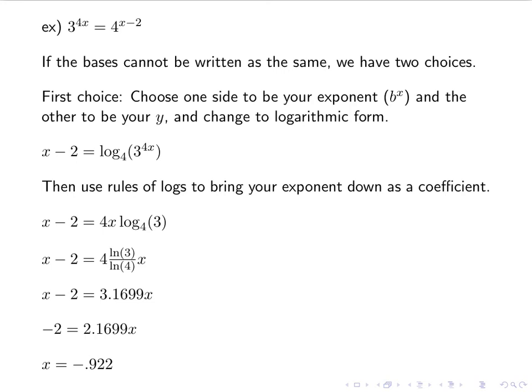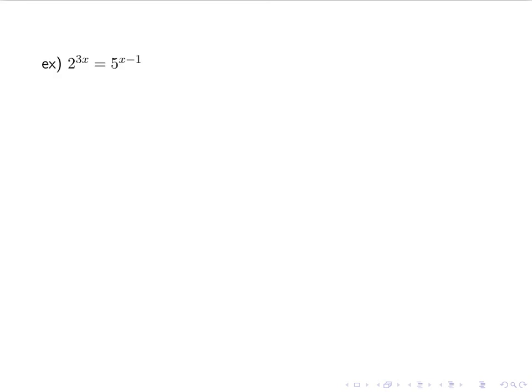Okay, so that's the first choice. Make one side your exponential, make one side your y. On the next example, we're going to see the other choice. So 2 to the 3x equals 5 to the x minus 1. Again, 2 and 5 are not powers of the same base, so I can't rewrite it using the same base.